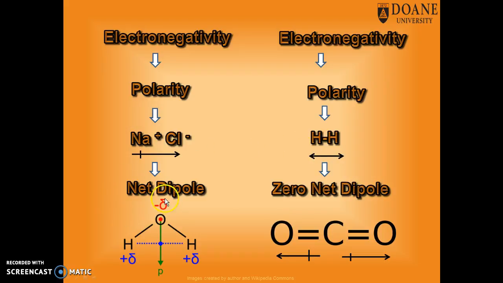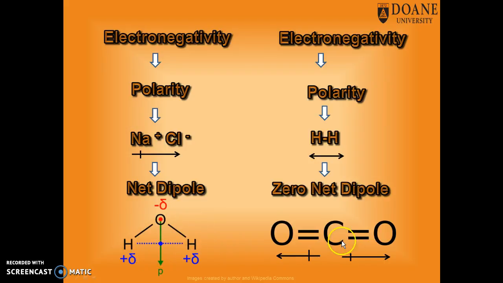Another example of a net dipole moment not being zero is water. Oxygen here is a lot more electronegative than hydrogen. That is why the electron dipoles are being pulled from the hydrogen to the oxygen. That also denotes that the oxygen has a partial or delta negative charge, while the hydrogens have a delta positive, a partial positive charge. So this results in a net dipole moment, which makes water a polar molecule.